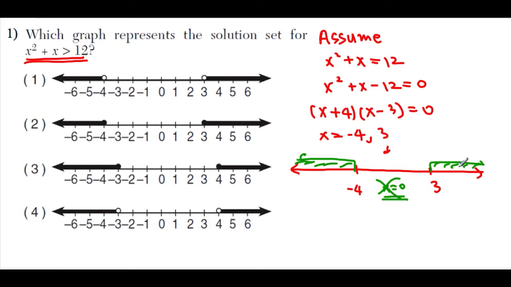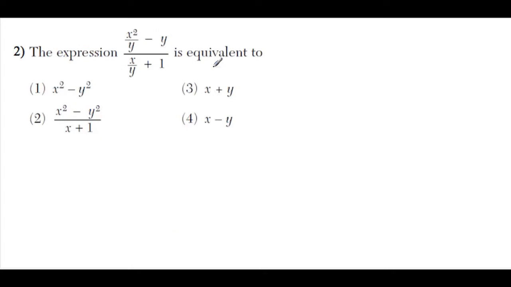So then which one is our answer? It looks like choice A, the first one, because there's no underline, that means it has to be an open circle here. All right, let us move on to number 2.